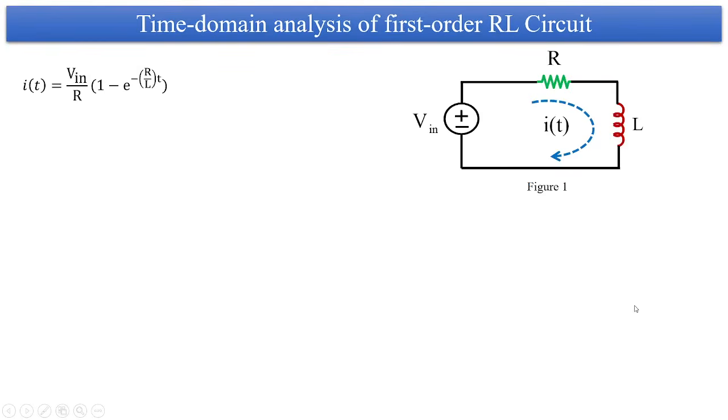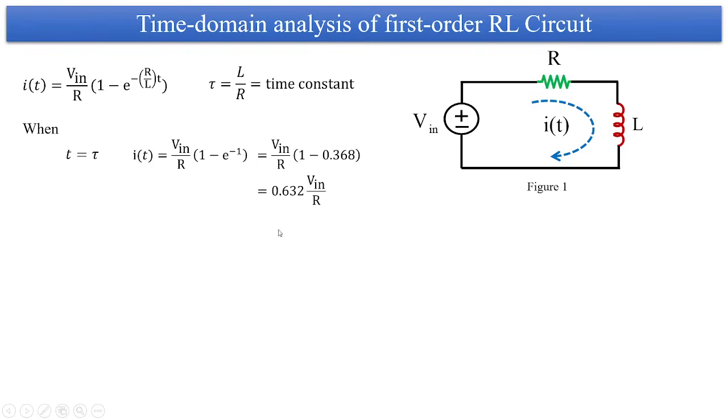Now equation 9 is in a form which gives a waveform that is exponentially rising. Here we are going to consider a time constant equal to L by R. The time constant for a series RL circuit is given by L by R. So we'll take values randomly: when small t is equal to tau, that is L by R, then the value of i of t would be 0.632 V in by R. This is the value we get when we substitute small t equal to tau.